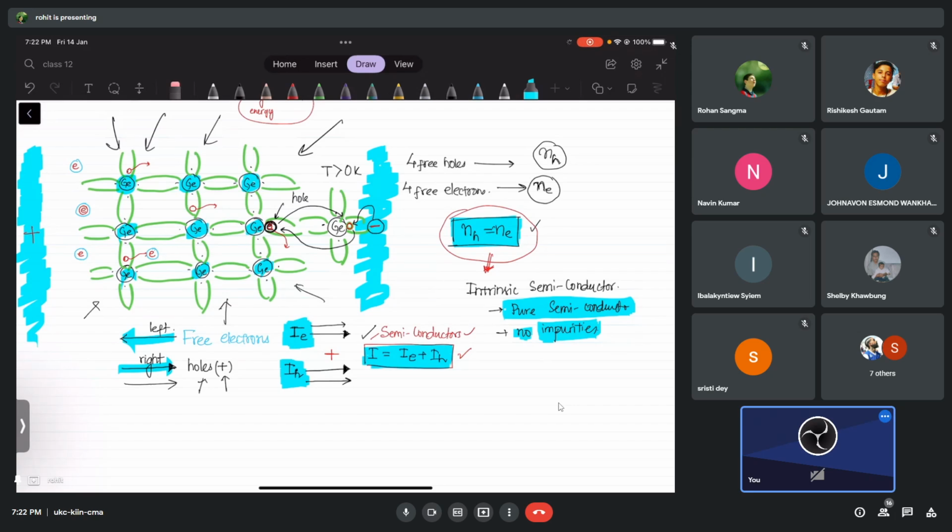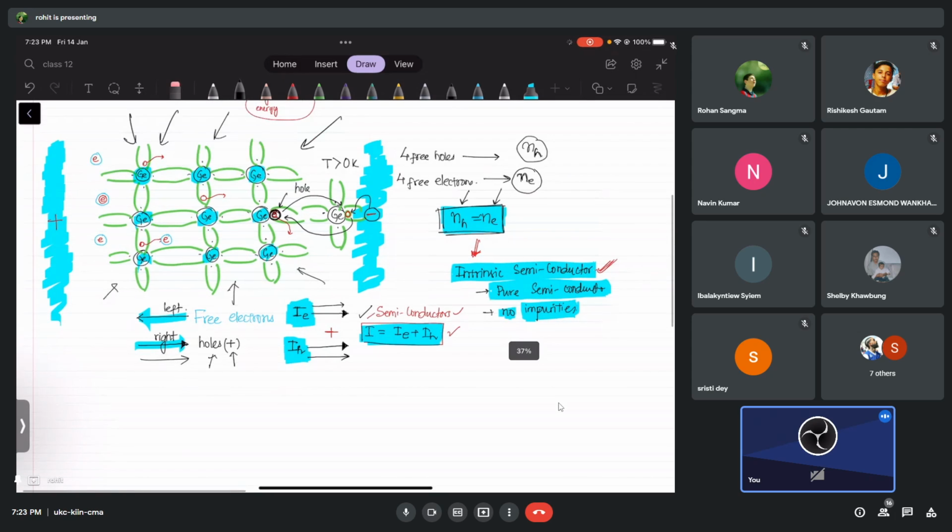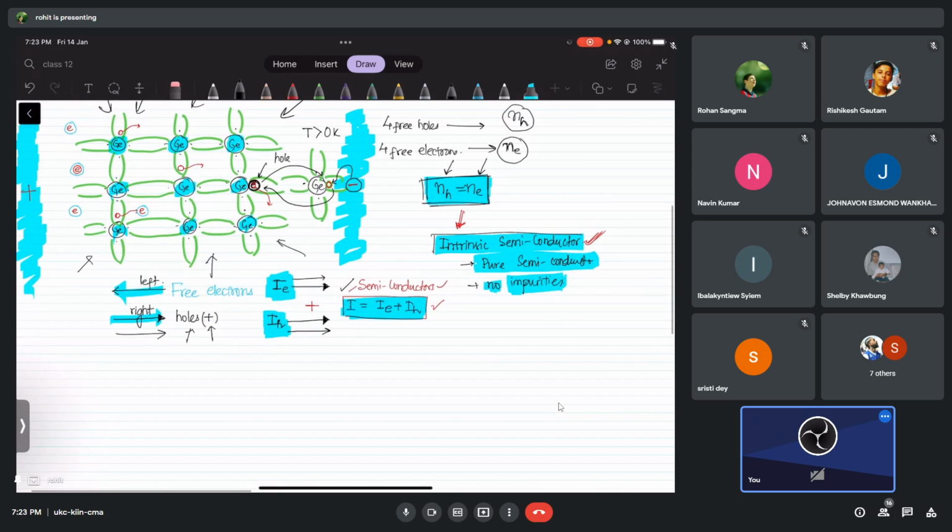And that's why you can be sure that the number density of holes will be equal to the number density of electrons, and we have a name for them. We call it intrinsic semiconductors. I think till now you are clear with this one. Is it okay, guys, all of you? Intrinsic is clear? Yes, sir.